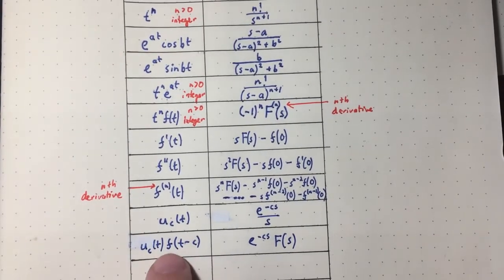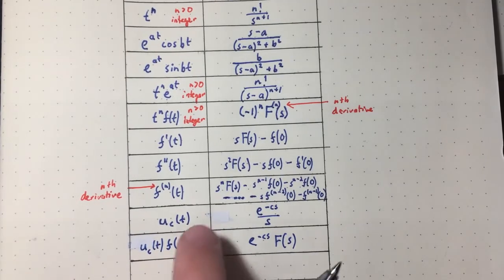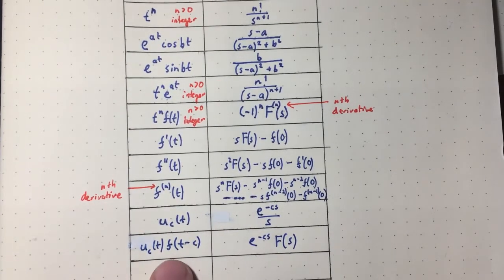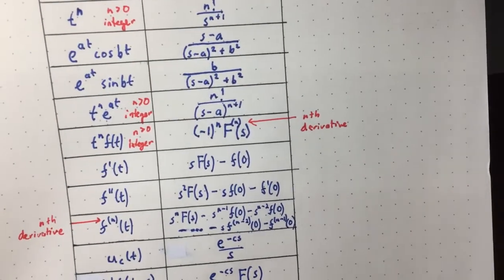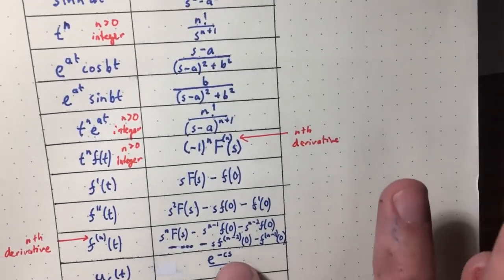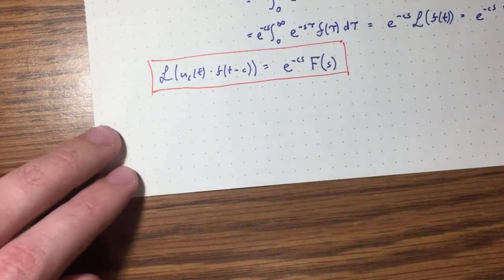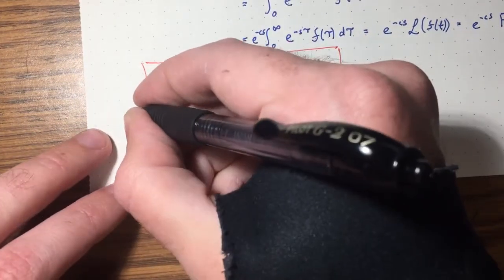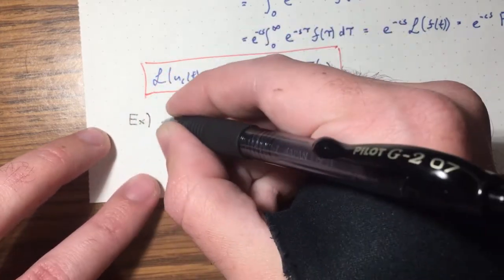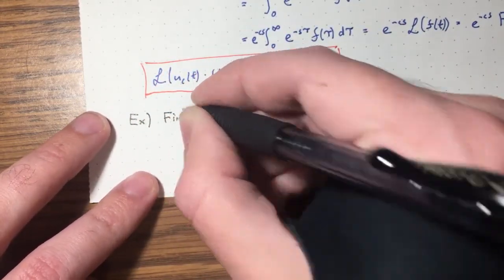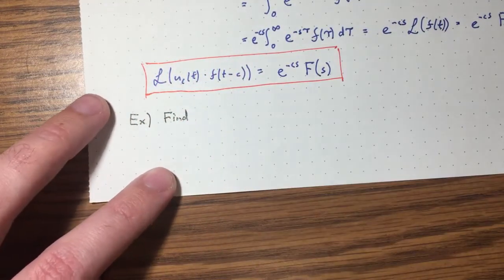Right? So this f of t minus c is just the function 1, okay? And so this f of s is just 1 over s in that case. But yeah, this is actually a little bit subtle. So I want to do a few examples of this. So let's use this formula to find a Laplace transform.